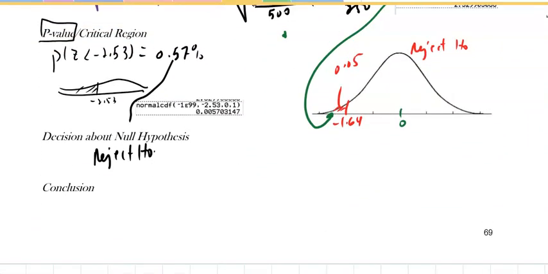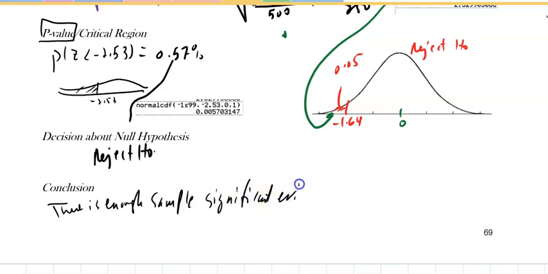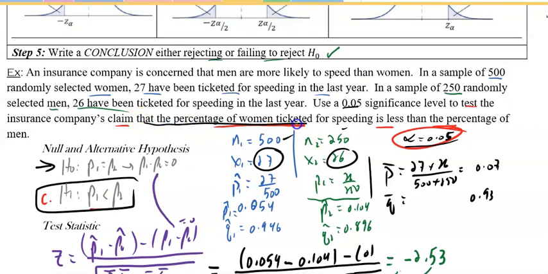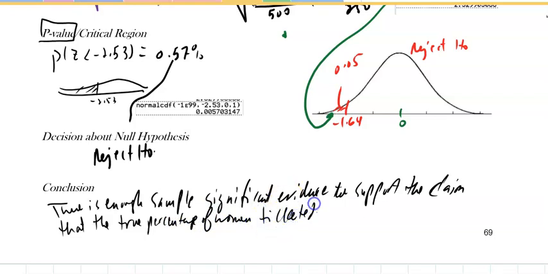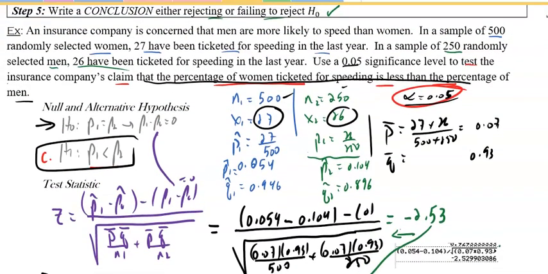In conclusion, you would say, as we expected, there is enough sample evidence to support the claim, and once you get to the claim part, you pretty much reiterate it word for word: that the true percentage of women ticketed for speeding is less than the percent of men.